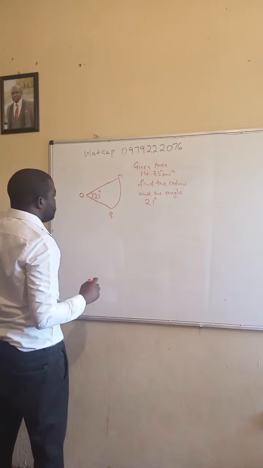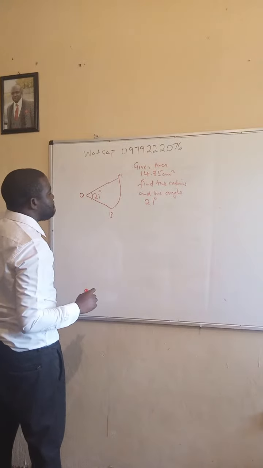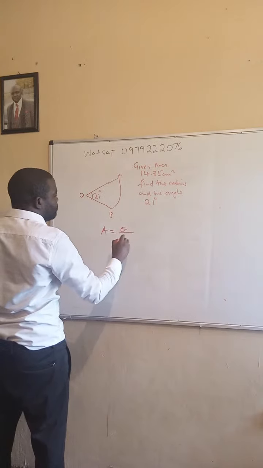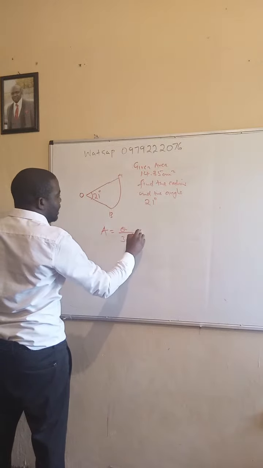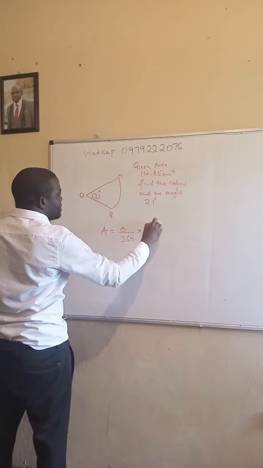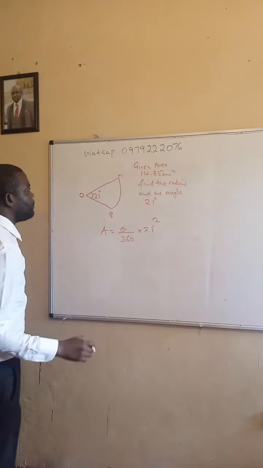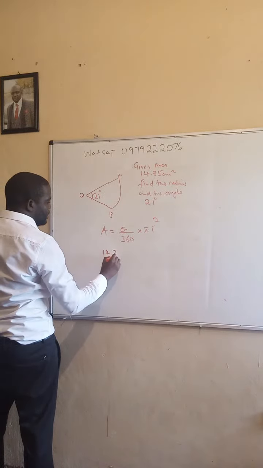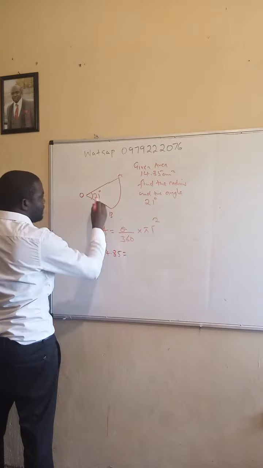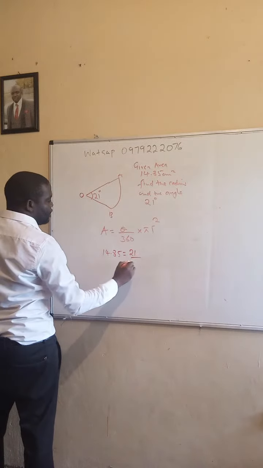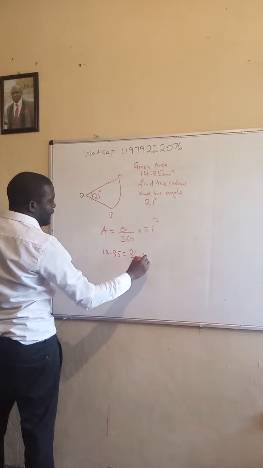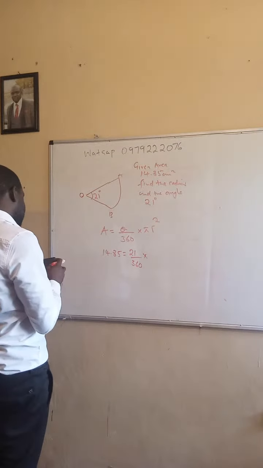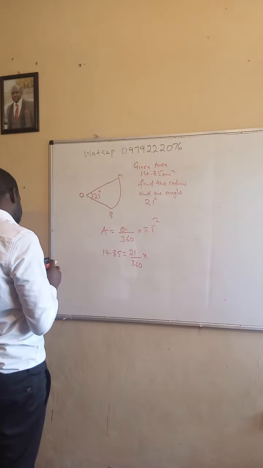Okay. So we have area is equal to theta over 360 times pi radius squared. Okay? So the area here is 14.85, which is equal to, theta is 21 degrees, so 21 divided by 360 times pi. What pi did they give us? The question gave the pi to use.